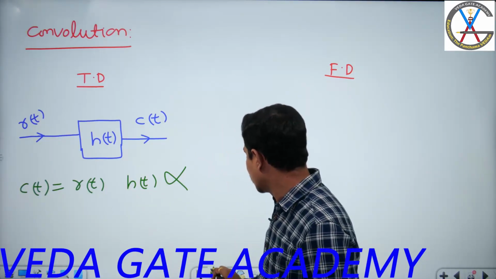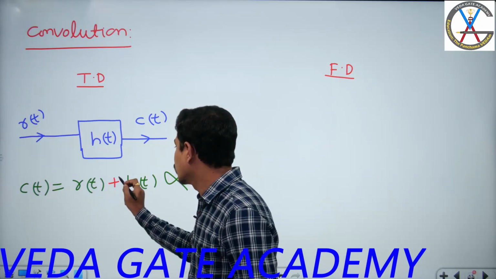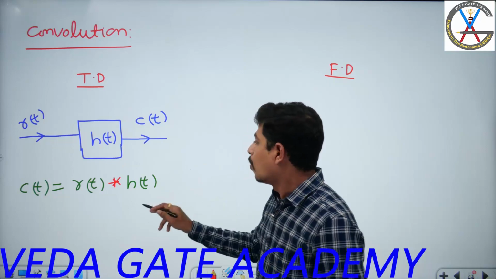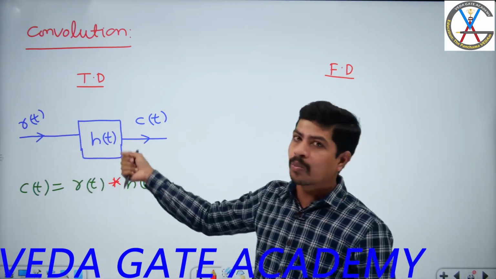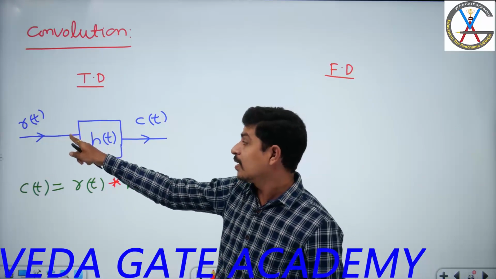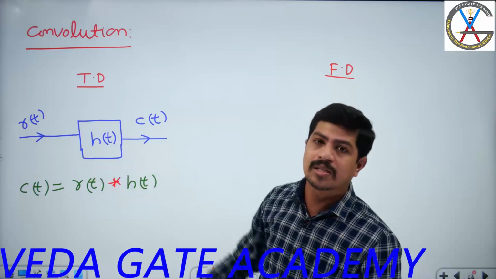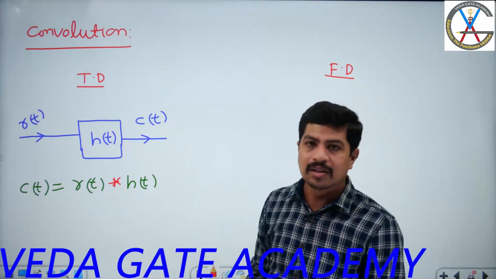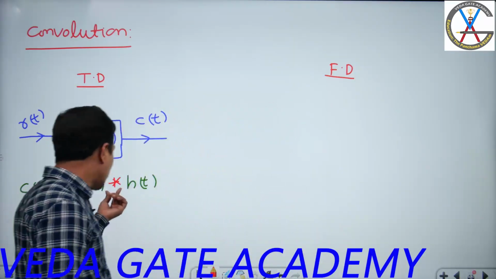This is r of t in convolution with h of t. This is the convolution symbol. What does this mean? The input given to a system, then the output is the input in convolution with the system response or impulse response of that system. Why, you will be learning in signals and systems. But this is a symbol of convolution.